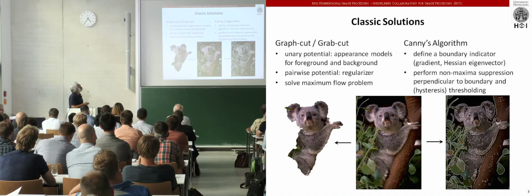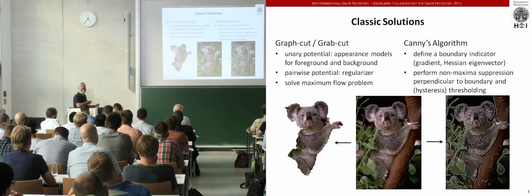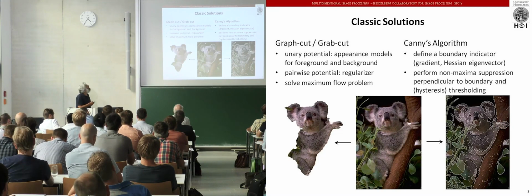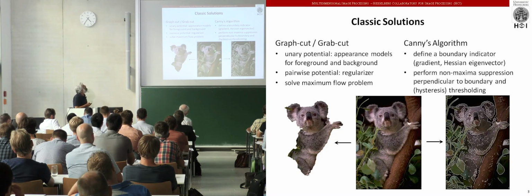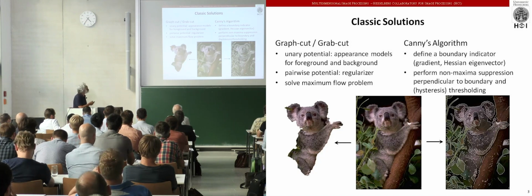So, classic solutions, just two simple examples. We have the graph cut or GrabCut, which is an extension of the graph cut, which defines a unary potential that describes the appearance of the object of interest and the background. And then we have pairwise potentials that act as a regularizer, and then we solve a maximum flow problem. And from the koala image, we get, for example, this segmentation. That's actually done with PowerPoint itself. So the GrabCut algorithm is built into PowerPoint, so that you can do this kind of segmentation quickly.